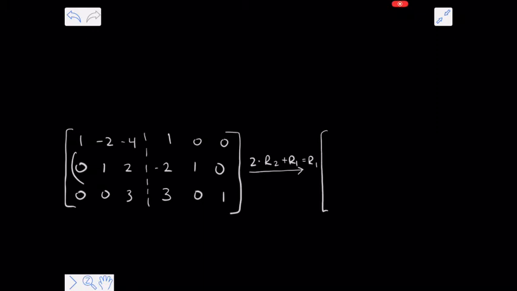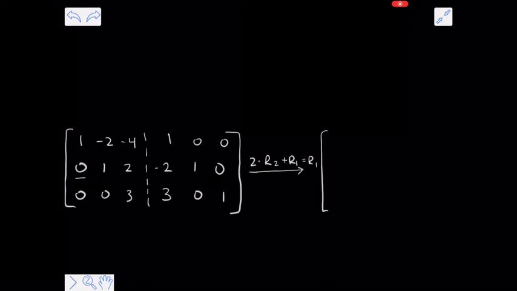Okay, so row 2 is going to be multiplied by 2, and then they're all going to be added to row 1. So this entry times 2: 0 times 2 is 0. 0 plus 1 is still 1.